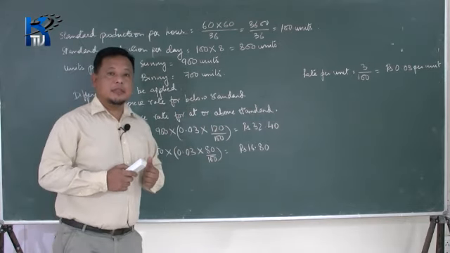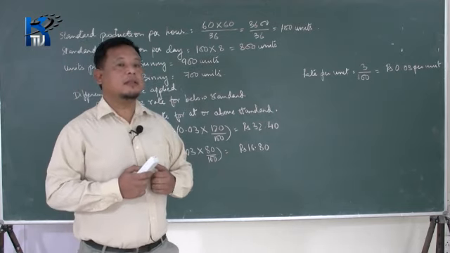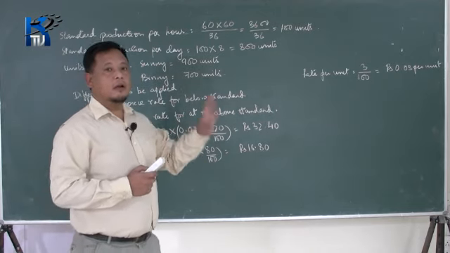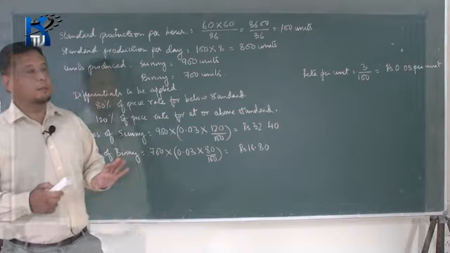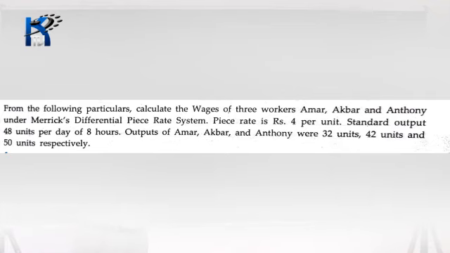So after these disadvantages, we will proceed with another question under Merrick's differential piece rate system. In the question, you have to calculate the wages of three workers, Amar, Akbar and Anthony, under Merrick's differential piece rate system. Additional information provided is that the normal piece rate is rupees 4 per unit. Standard output is 48 units per day of 8 hours. Outputs of Amar, Akbar and Anthony were 32 units, 42 units and 50 units respectively.